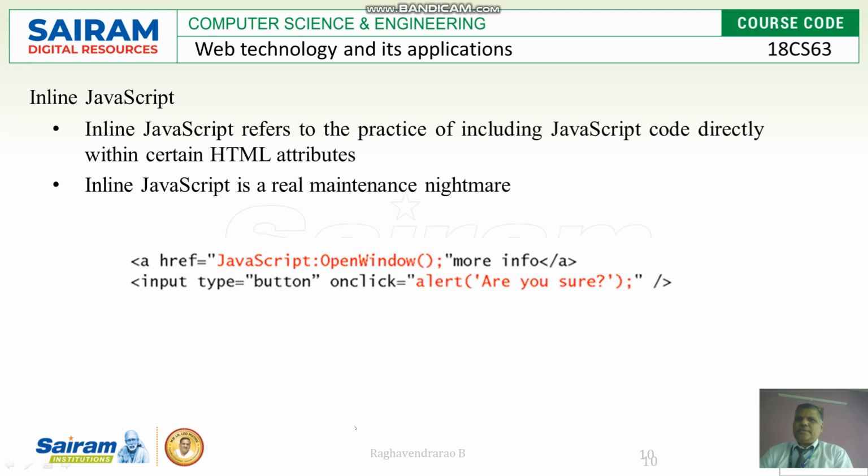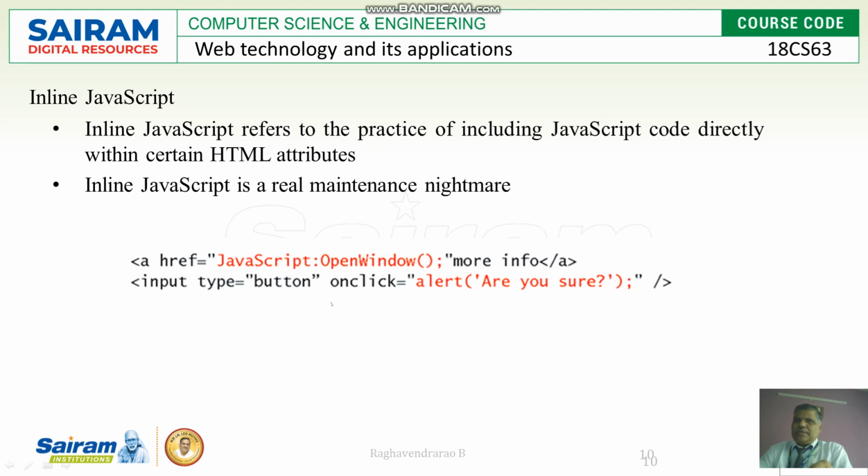Here is inline JavaScript. It is going to be in the HTML. Inline JavaScript refers to the practice of including JavaScript code directly within the HTML attribute. Now you can see an example here. The href is in an anchor tag, and it calls the JavaScript function openWindow, with the text More information.